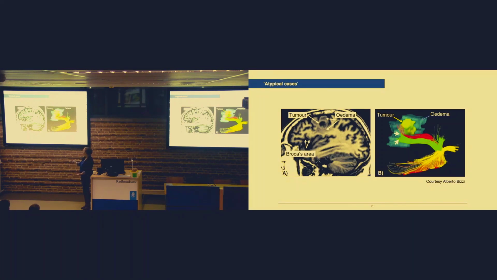actually looking at the scan, the tumor is far away from Broca's area. Now, when you do the tractography, what you can see is that even though the tumor doesn't touch on Broca's area, the edema around the tumor is including the arcuate fasciculus, which can explain the presentation with a Broca-like aphasia.